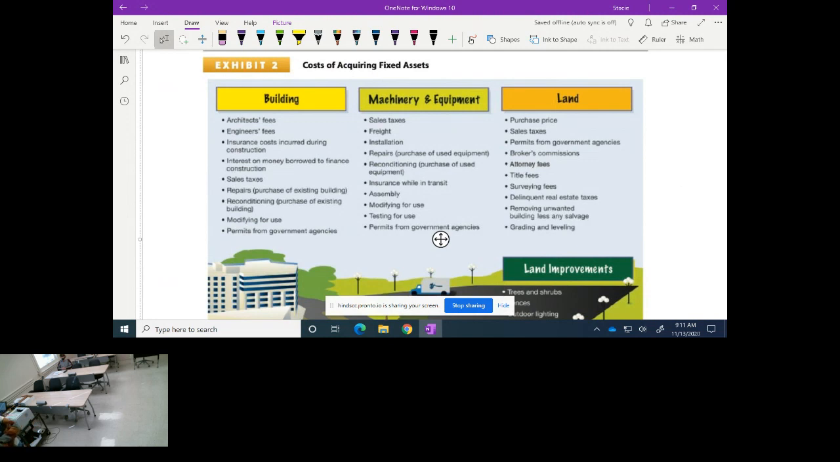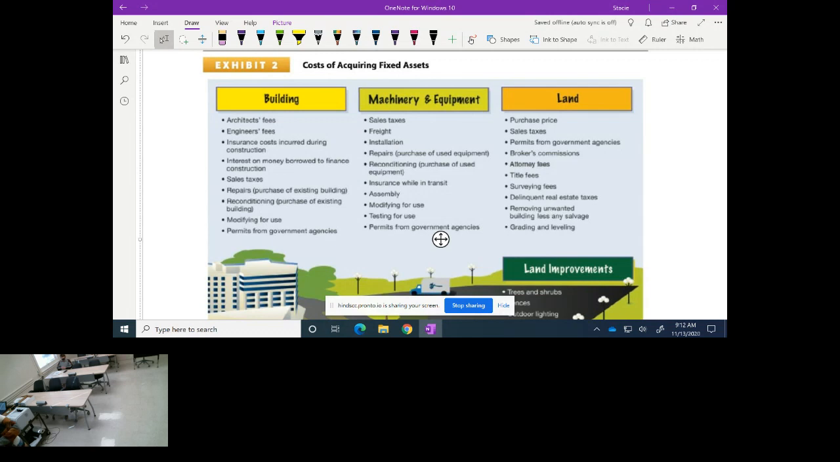So for a building, it could be electricity, well, that's a no-brainer. I'm thinking about equipment. If you're building a brand new building, it's pretty much going to be everything that goes into it. Architect's fees, insurance while it's being built, cost of any materials that are going into it, any of that kind of stuff. If you're having to renovate it to use it, then all those costs will be part of it.